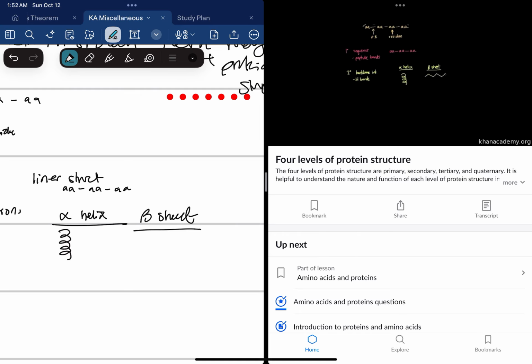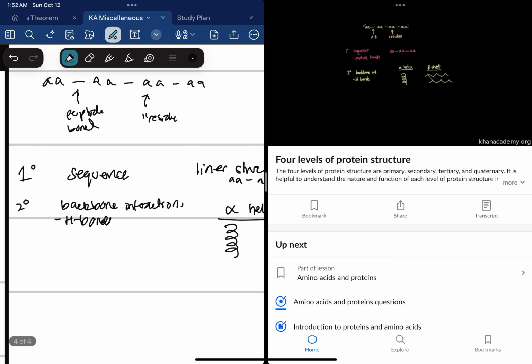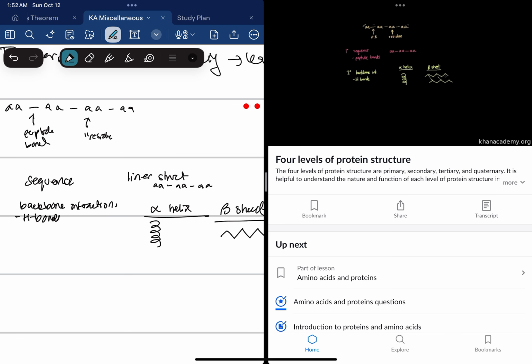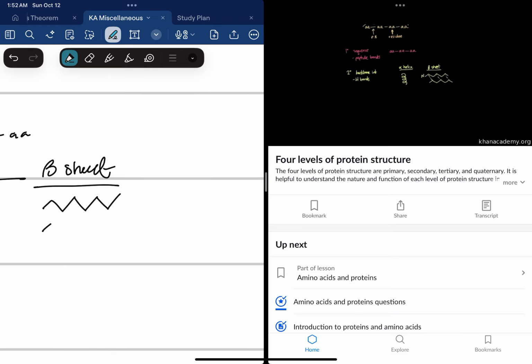It kind of looks more like a zigzag pattern. And the beta sheet is stabilized by hydrogen bonds, just like so. And if you have the amino ends and the carboxyl ends line up, like so, then this sheet is called a parallel beta sheet.